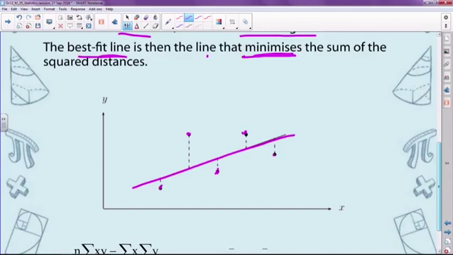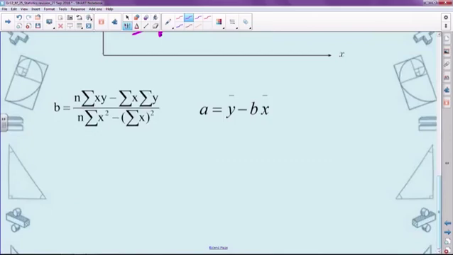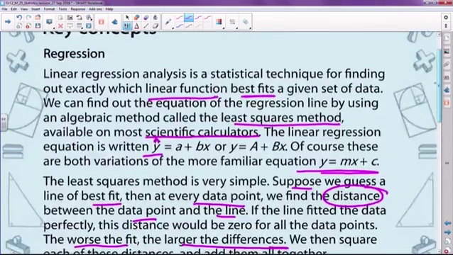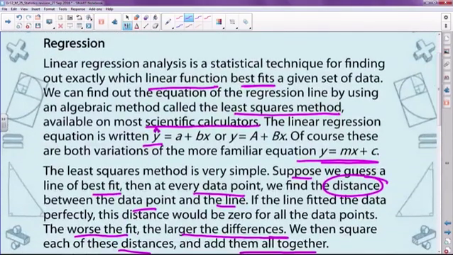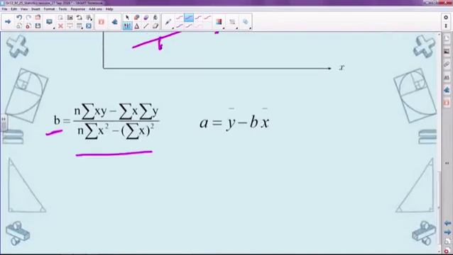And then the best fit line is the line that minimizes the sum of all of the squares of those distances. All right, I just want to remind you of some of the formulae that you will be given on your formula sheet. Your value b, which is the gradient in your linear regression equation, y hat is equal to a plus b times x. So b would be the gradient of your line. Okay, and that's the formula you use to work out what the gradient is.